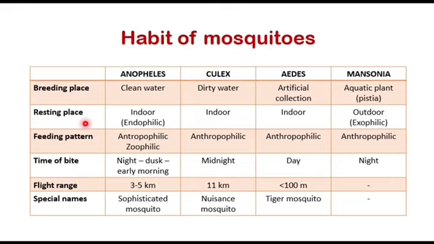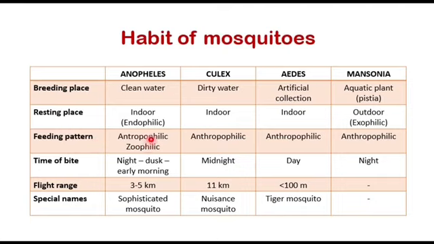Coming to the resting place of mosquito, Anopheles, Culex, and Aedes are all endophilic mosquitoes. That is, they rest indoors. The Mansonia mosquito is exophilic. It rests outdoors predominantly.